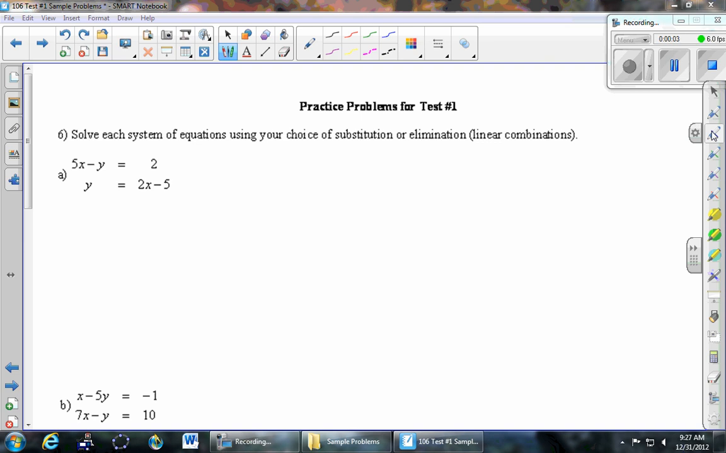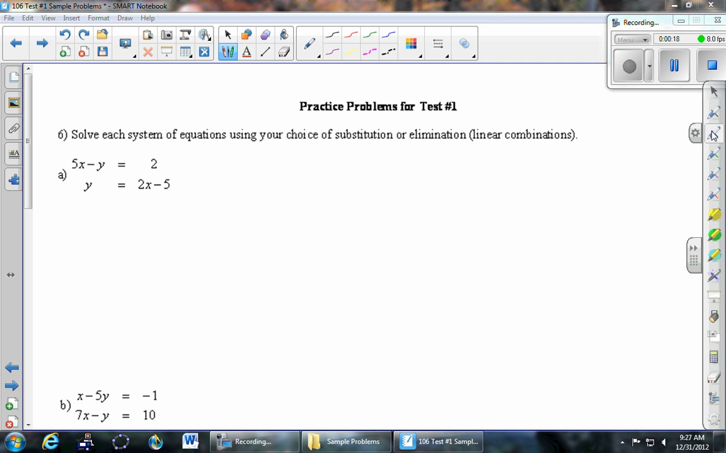This is problem number 6 on the practice problems for test number 1. Solve each system of equations using your choice of substitution or elimination linear combinations. Part A: 5x minus y equals 2, y equals 2x minus 5.